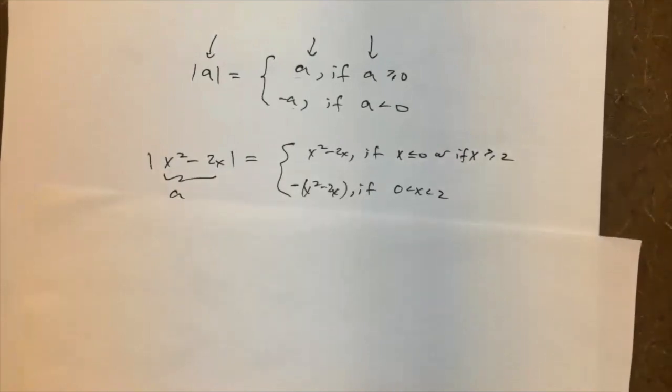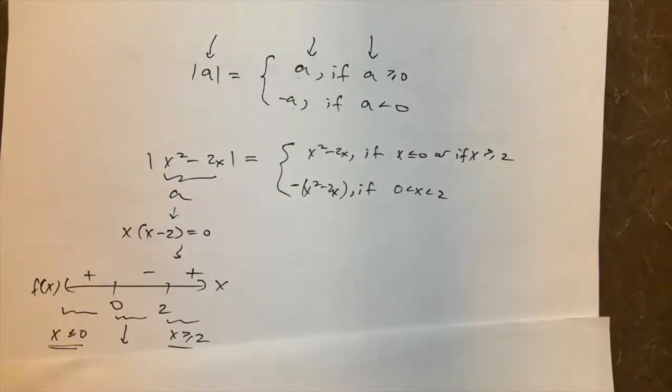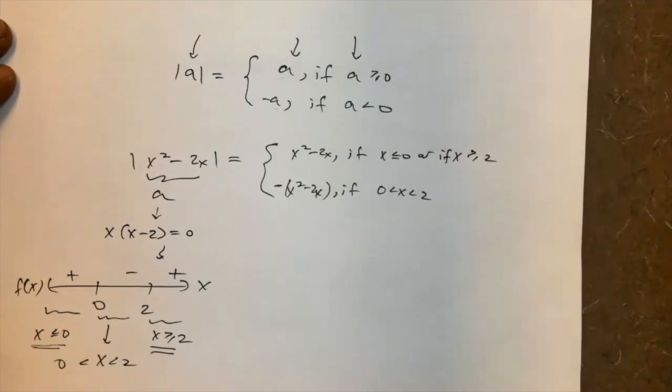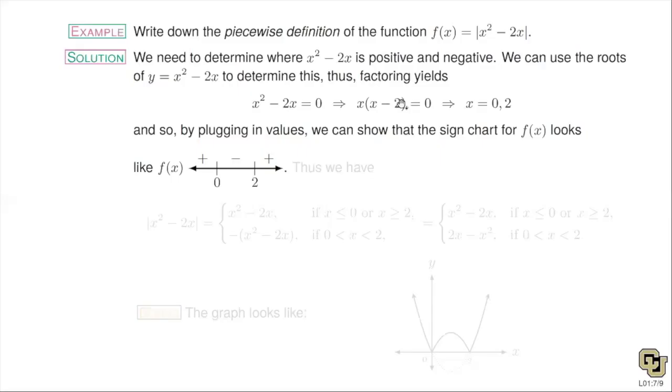And where it's negative, I copy down what's in between the vertical bars, but I put a minus sign in front. And so using this basic definition, by keeping track of where it's positive and negative, I'm able to write down the piecewise definition. And so that's where I get this expression from right here.